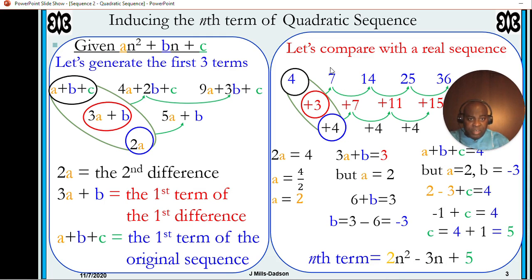Let's work out 7. 7 is the second position, so n is equal to 2. 2 squared is 4. 4 times 2 is 8. 3 times 2 is 6. 8 minus 6 is 2. 2 plus 5, 7. It works.